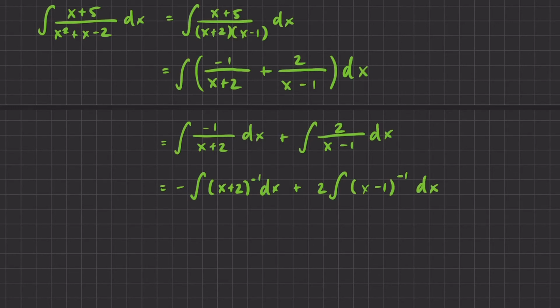And from here, it's just taking some logarithms. So I'll write that this is equal to the negative ln of the absolute value of x plus 2, plus 2 times the ln of x minus 1, all plus c.